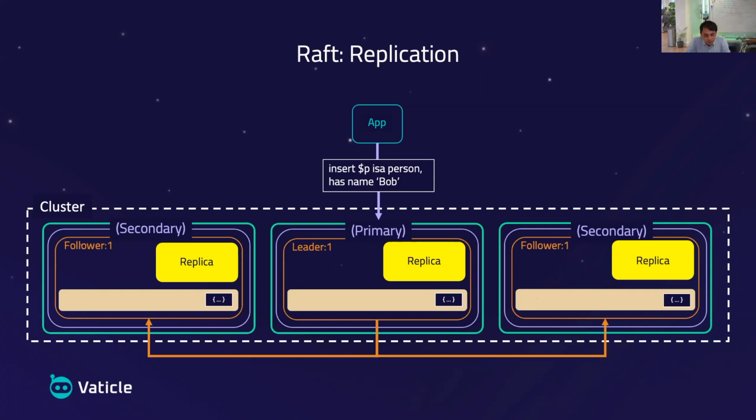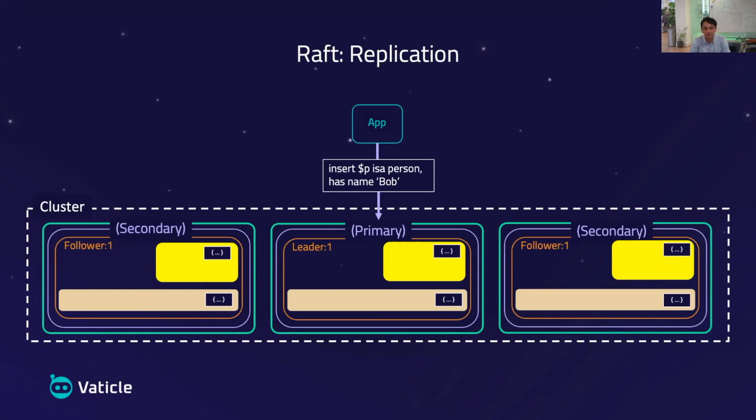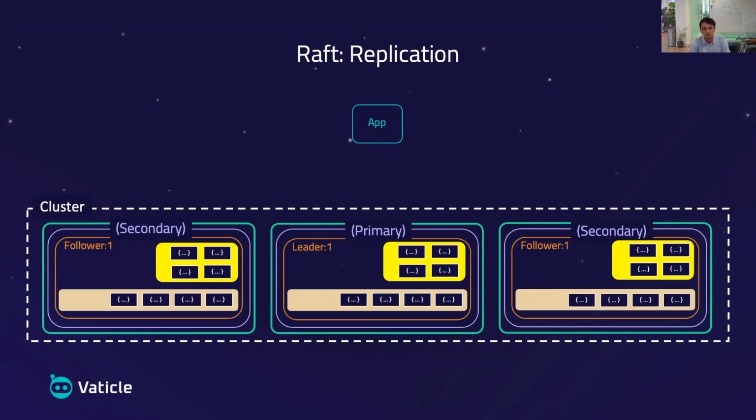At some point, these entries in the activity logs will be replicated to the servers, and at some point they will be committed to the replica. And this is the point where the data is safely stored in the replica. And this operation just keeps on going.